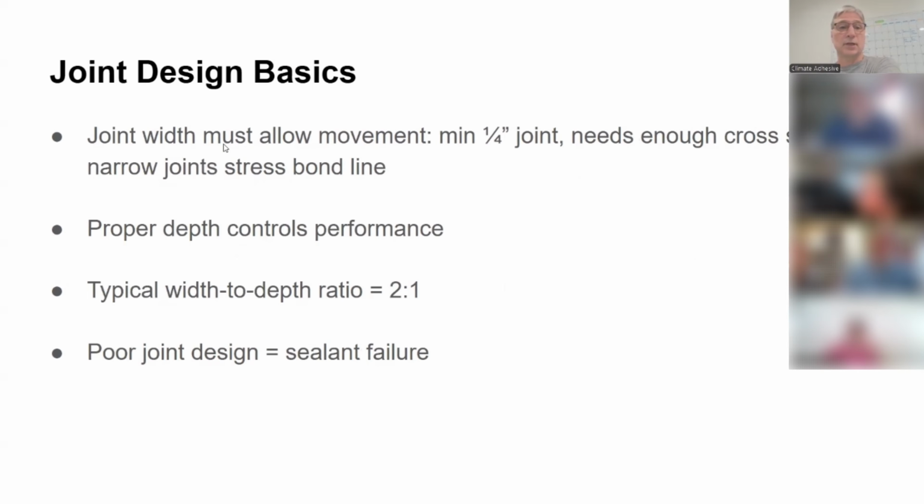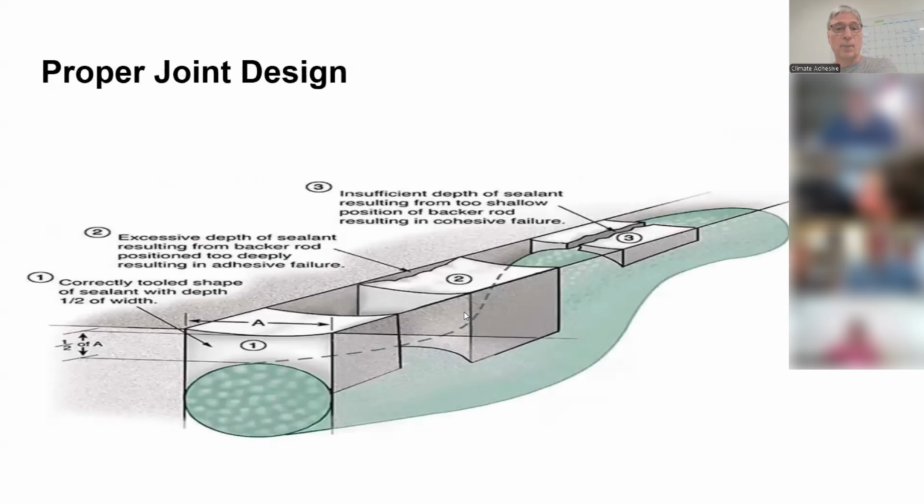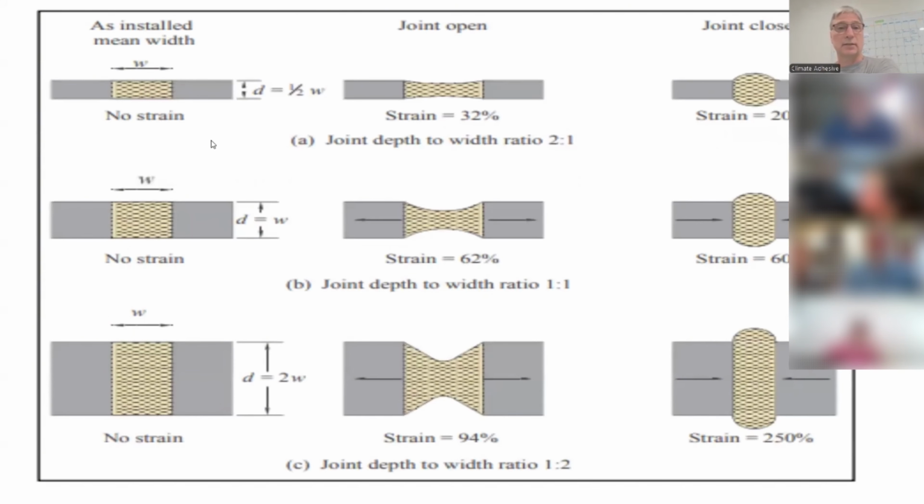I just talked about the joint width to allow movement. Proper depth, again, controls performance. Typical width to depth ratio, again, 2:1. Poor joint design is going to equal sealant failure. Here's your Baccarat again. Okay, here's the slide that shows the width to depth ratio.